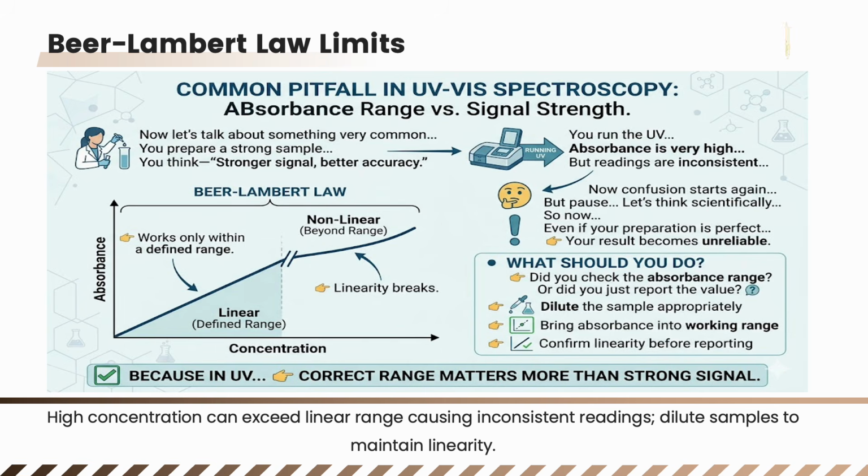Now let's talk about something very common. You prepare a strong sample, you think stronger signal, better accuracy. You run the UV, absorbance is very high, but readings are inconsistent. Now the confusion starts again. Instrument problem? But pause. Let's think scientifically.